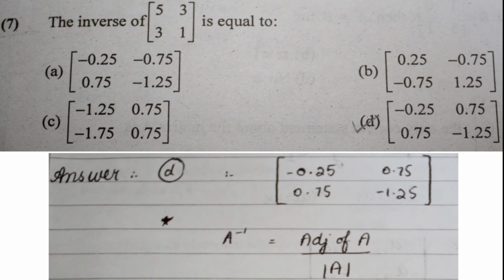Next question is, the inverse of 5331 is equal to, we just have to find the inverse, and the formula for finding the inverse is adjoint of A over determinant of A. For the adjoint of A, you are going to change the places of 5 and 1, and you're going to change the signs of 3 and 3, and then for the determinant, you are going to use the formula AD minus BC. After calculations, you are going to get your full and final answer, that is minus 0.25, 0.75, 0.75, and minus 1.25, option D.